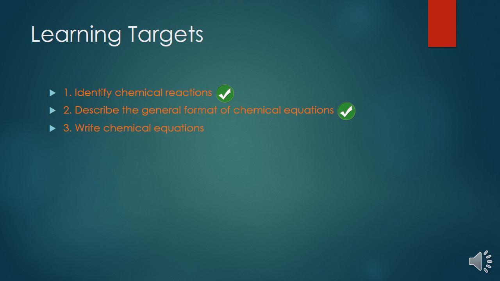All right, this completes the first lesson here on our reactions and stoichiometry unit. In this video, we were able to identify chemical reactions. We looked at different pieces of evidence to know they had occurred. We looked at the general format of chemical equations and how we go about writing those, and we got some practice on writing chemical equations.